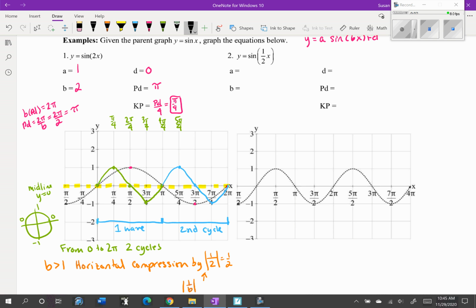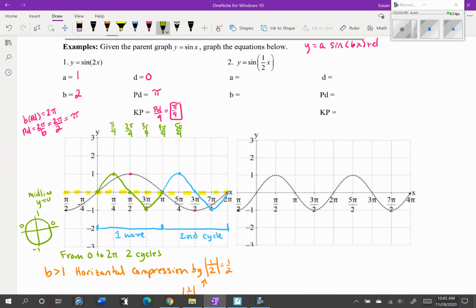So for this graph over here, we have an a value of 1 still. Your d value is still 0 because there's nothing added. Your b value is what's on the inside of the sine, which is in this case now 1/2. So to find the period, we know that b times the period equals 2 pi. So that means the period equals 2 pi over b, which in this case is 2 pi divided by 1/2. Remember, if you have a fraction divided by a fraction, you keep the numerator, change to multiplication, and then flip the fraction denominator. So that would be 2 over 1. So 2 pi times 2 gives us 4 pi. So the new period is 4 pi.